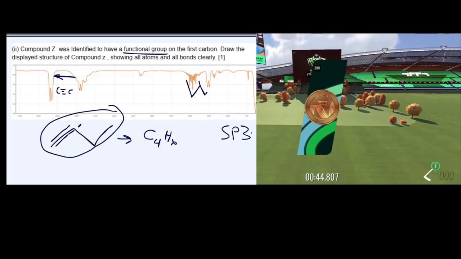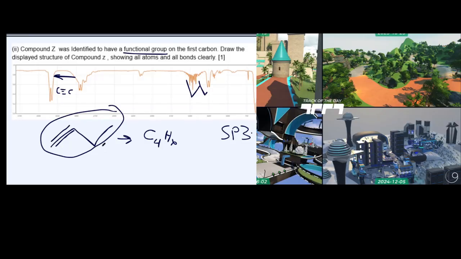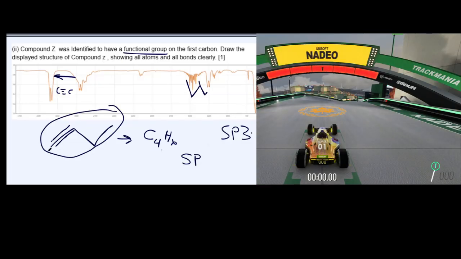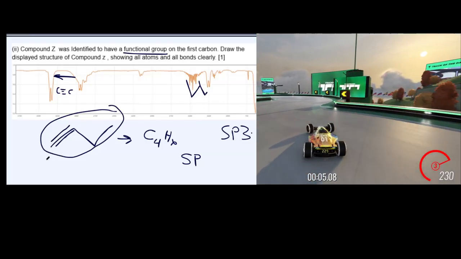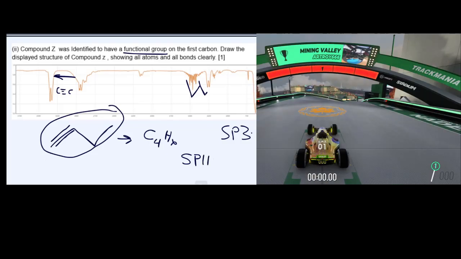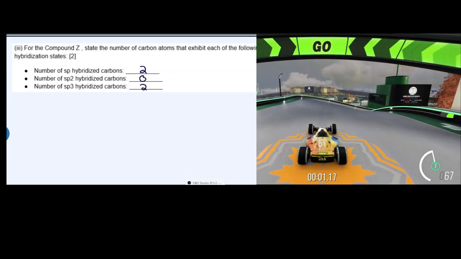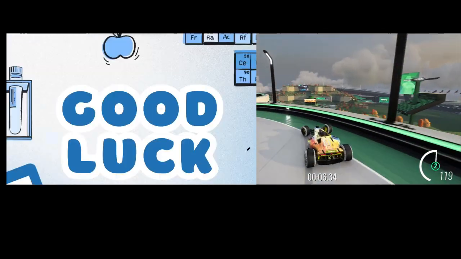And this one right here, we notice that it's only attached to this carbon and this one. That means it's only attached to 2 things, so it's only going to be sp hybridized. The same goes for this carbon here. It's only attached to the other carbon and that singular hydrogen. So for this final question, the number of sp hybridized carbons is going to end up being 2. We have no sp2 hybridized carbons, and then we have 2 sp3 hybridized carbons. That is going to be it for this particular one, and good luck on the next one.